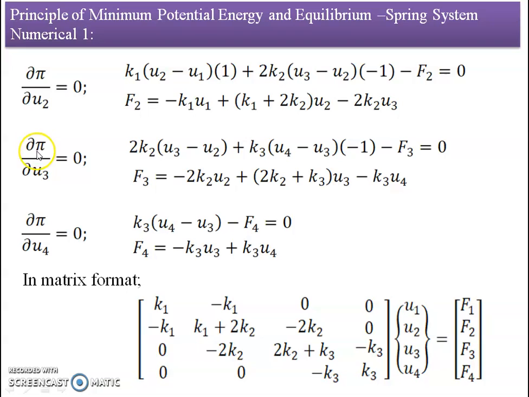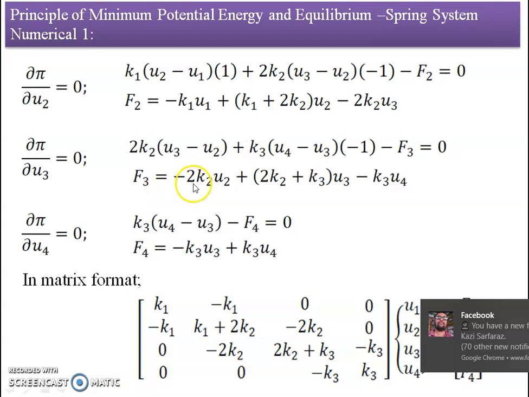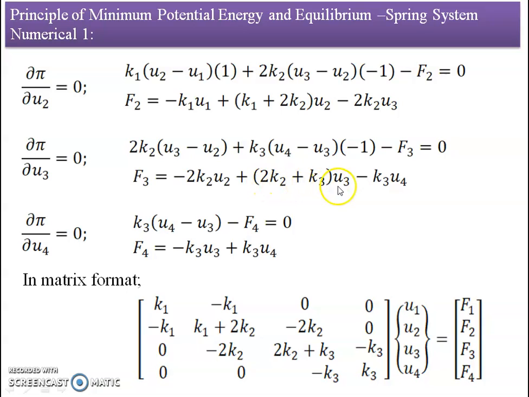On the same basis, I will differentiate with reference to the third unknown displacement. So we will get a resultant 2 K2 (u3 minus u2) plus K3 (u4 minus u3) into minus 1, minus F3. Here u1 becomes constant, and that's why it will not come into the picture. That's why we have the resultant force equation F3 equals minus 2 K2 u2 plus (2 K2 plus K3) u3 minus K3 u4. Similarly, differentiating with reference to the fourth unknown displacement component, it will be K3 (u4 minus u3) minus F4 equals 0. So F4 equals minus K3 u3 plus K3 u4.